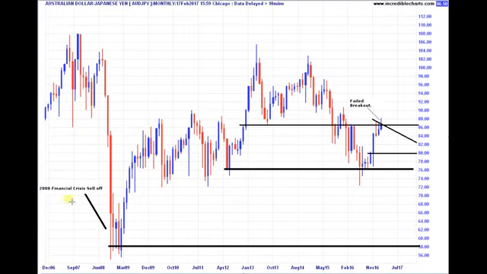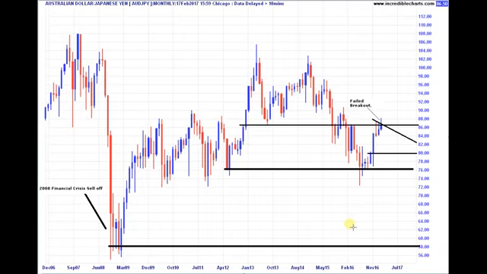I also put the 2008 financial crisis sell-off level at 58. Regular viewers know I still think we are going to have a financial crisis, and I could see the Aussie getting down to there at some point this year. But in the short term, I think if we got to 76 or even 80, we'd be very, very happy.